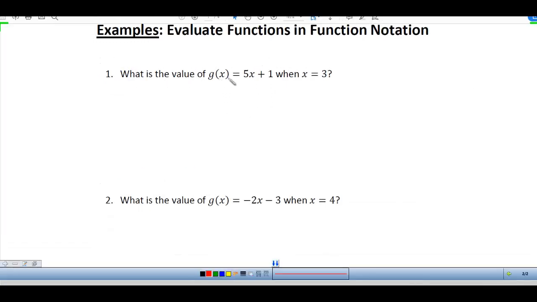So what is the value of g of x equal to 5x plus 1 when x equals 3? I see my 3 right there equal to the value of x. I have x inside of that equation. So I'm going to go ahead and evaluate g of 3, because I'm substituting the x value with the 3. So 5 times 3 plus 1. g of 3 is equal to 5 times 3, that's 15, plus 1. g of 3 is equal to 16.